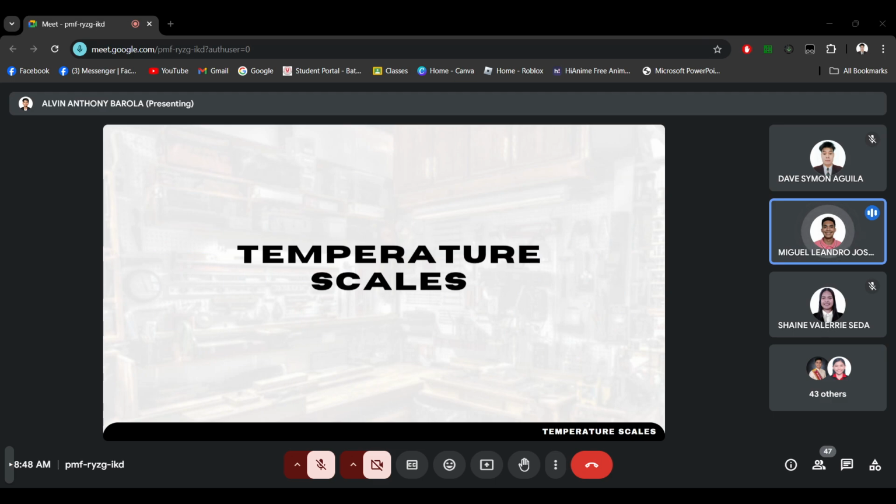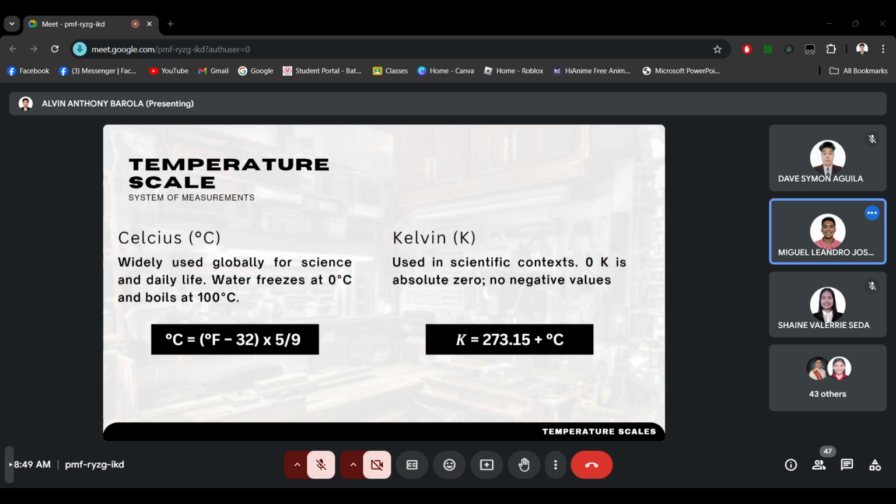So temperature scales is something that is very familiar with us engineers. Ever since we started our computation subjects, temperature scales or temperature measurements has been present. And we know that temperature is measured in SI and in English units. Next slide po. So for SI units, we have Celsius and Kelvin. To start, Celsius is widely used globally for science and daily life. Water freezes at 0 degrees Celsius and boils at 100 degrees Celsius.